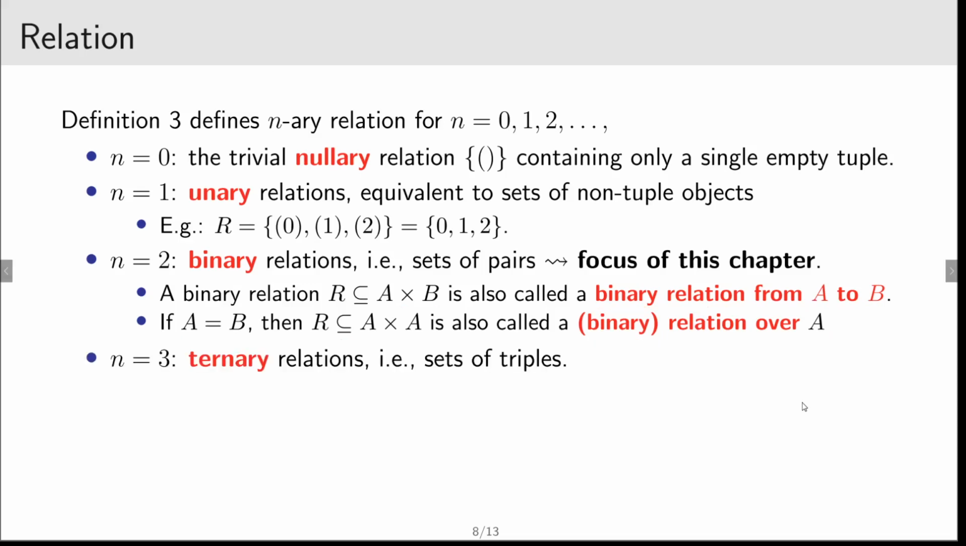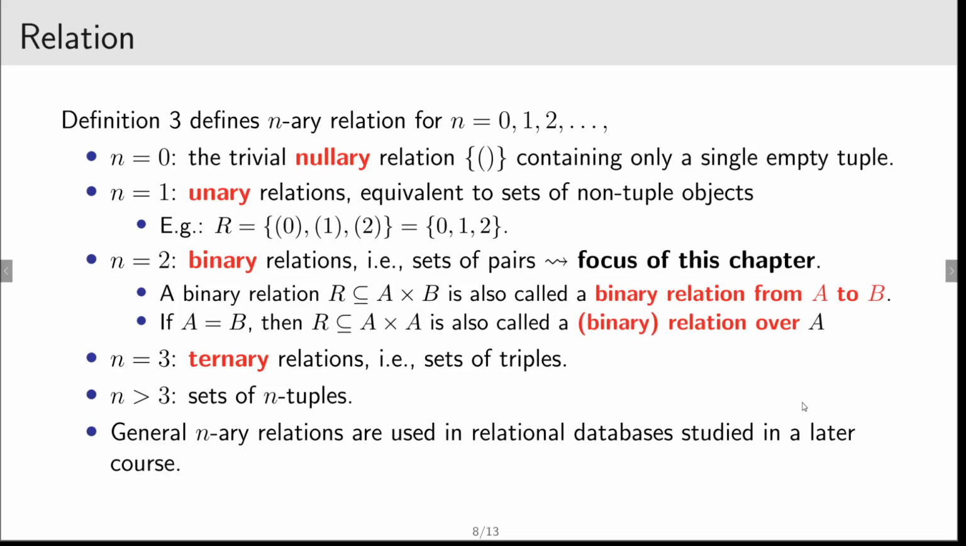Now, if n is equal to 3, then we have ternary relations or sets of triples. If n is greater than 3, then of course sets of n tuples. Now, in general, n-ary relations are used in computer science in the field of relational databases. You will study this in a later course. So, in relational databases, n-ary relations are used to model data.